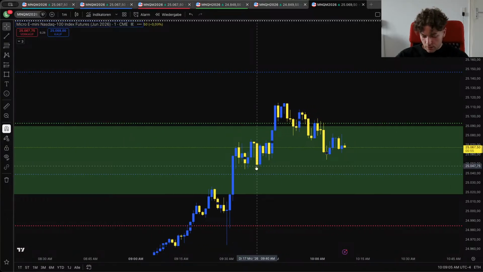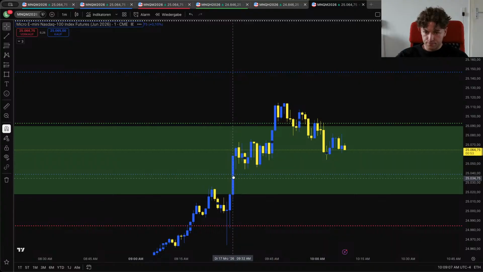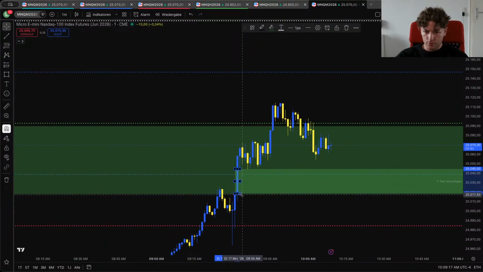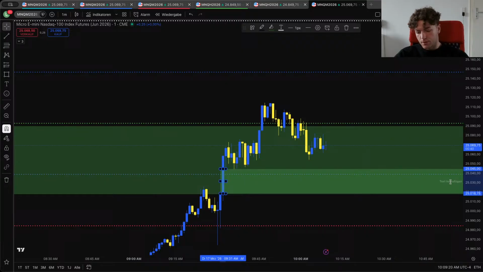So yeah, like I was telling you, first percent fair value gap right here. First percent fair value gap of today's New York session.